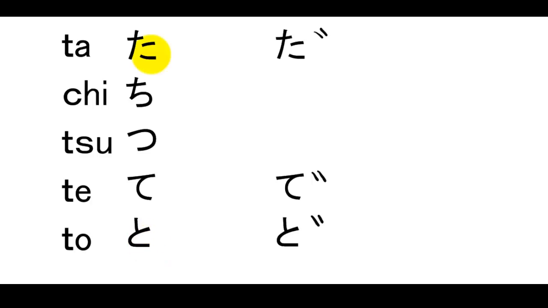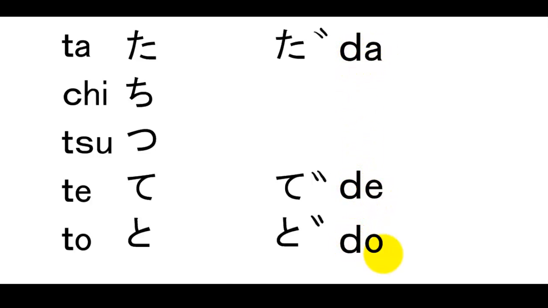Now using the same principle we spoke about, let's try expelling half the amount of air when we say ta. Did you get da? Te. Did you get de? And to becomes do. Da, de, do. And this is what they look like when you write them in romaji. D-A, da, D-E, de, and D-O, do.